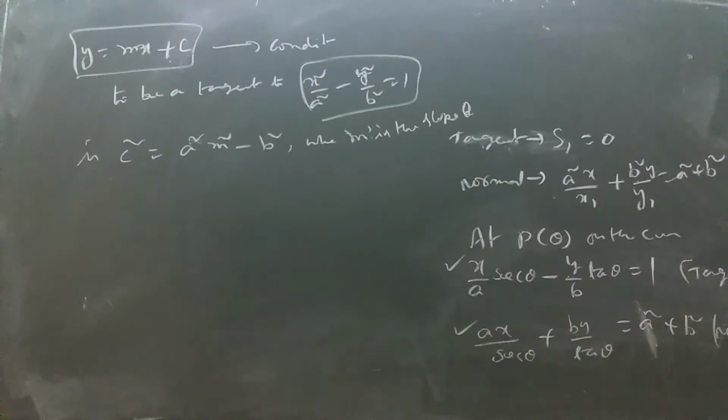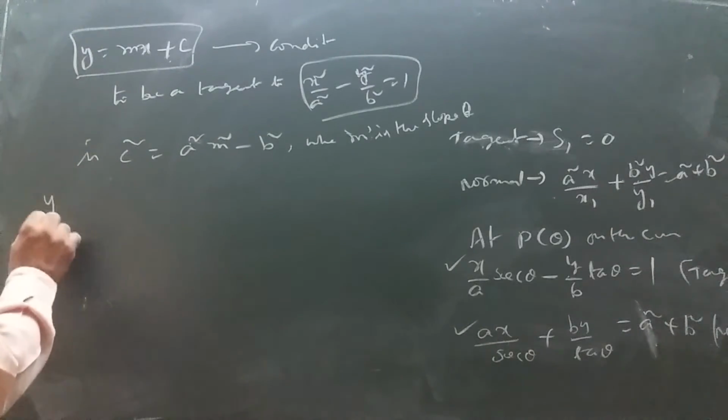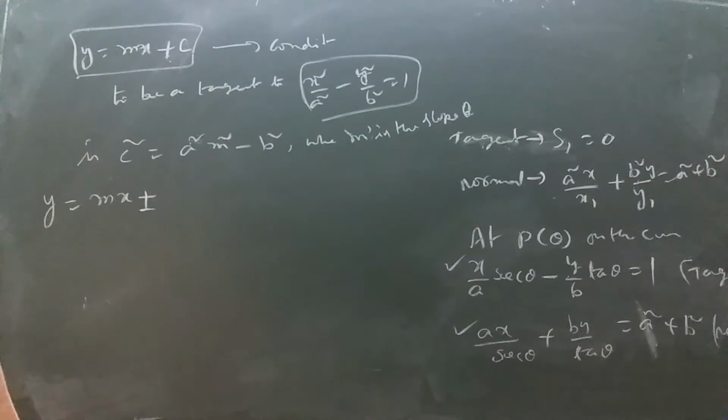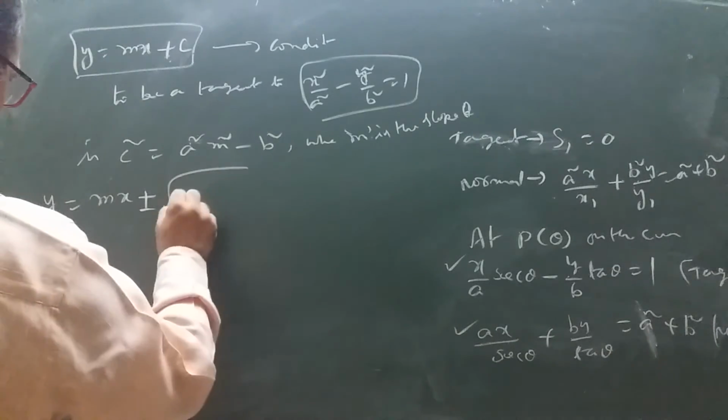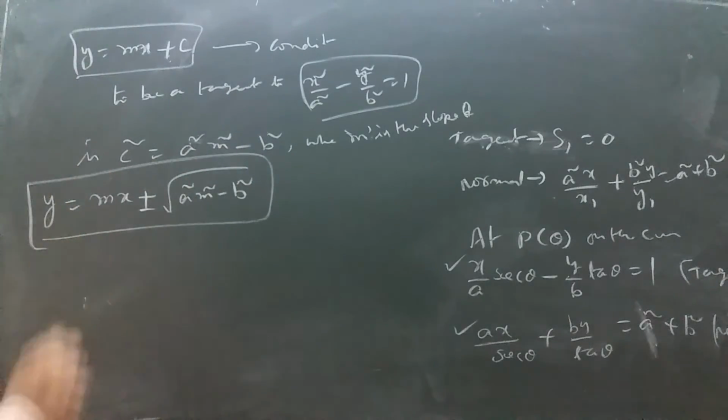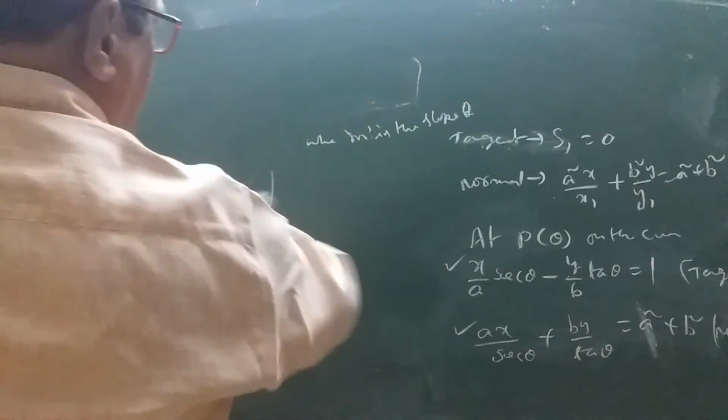By using that, the equation of tangent may be taken as y is equal to mx plus or minus, instead of c we can write root of a square m square minus b square. This is the equation of tangent in slope form. These are the main points to discuss in this chapter. There is another point, before going to problem solving, we have to discuss that also.